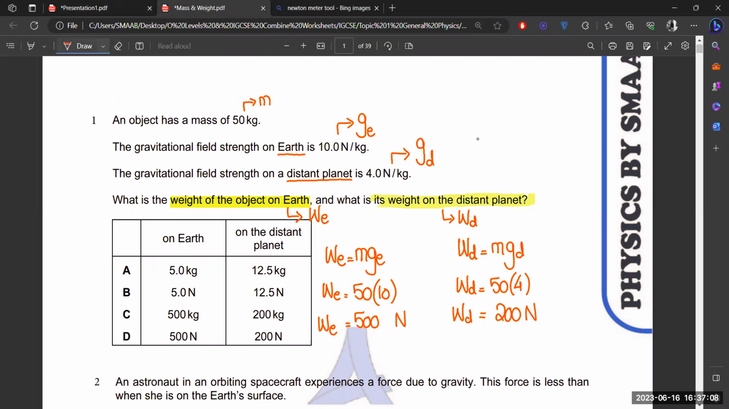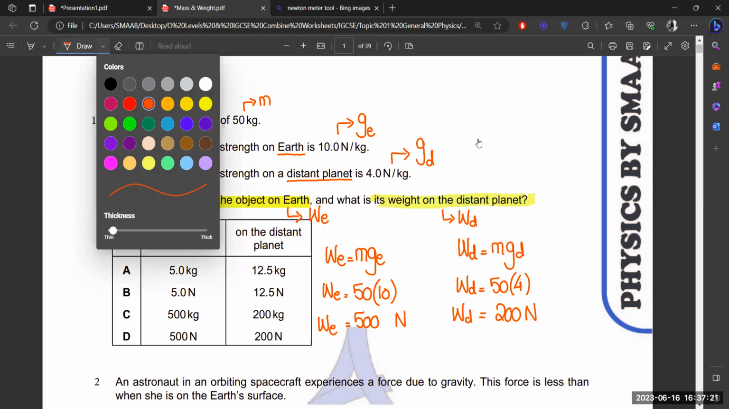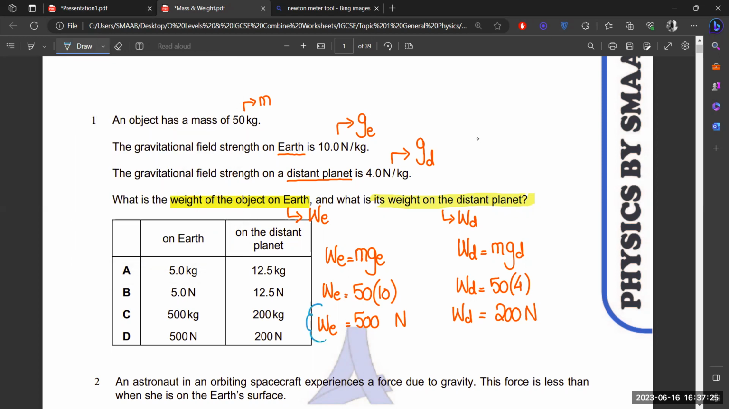Now what is the right answer? We know that the weight on Earth is 500 Newton and the weight on the distant planet is 200 Newton, right? So these are two values. So according to that, which option will be correct? Option A. Option A, I think.